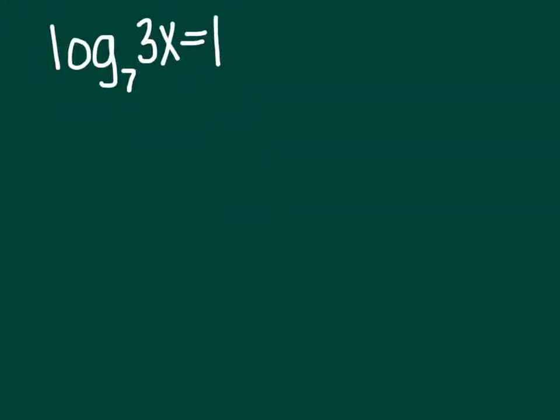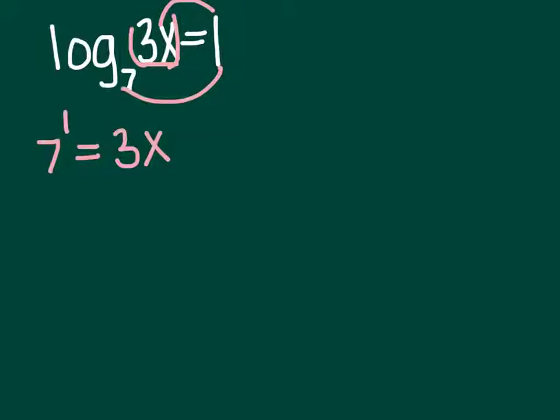Okay, on this one, it's log base 7 of 3x, and there's not parentheses because when we do multiplication, we just assume that these two are together. So this should really look like this: log base 7 of 3x equals 1. So we're going to take the base 7, raise it to the 1 power, and that should equal 3x. So if 7 to the 1 power equals 3x, 7 to the 1 is 7, and we have to divide both sides by 3, and we have x is 7/3.